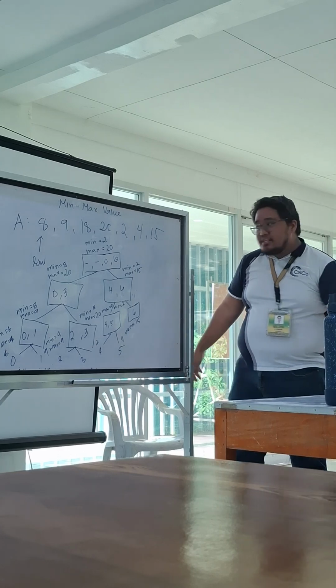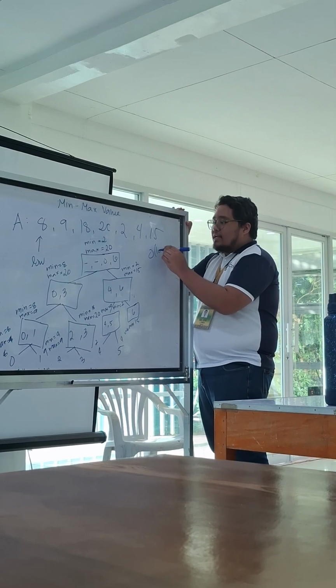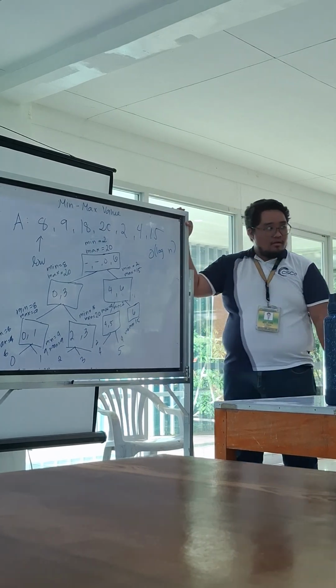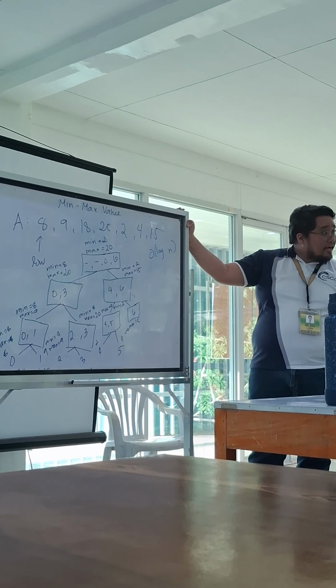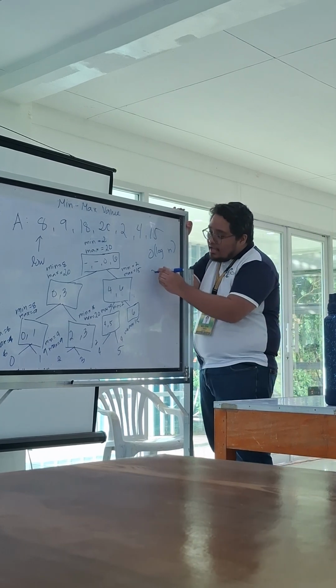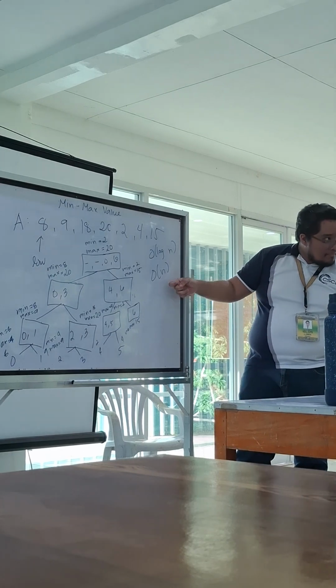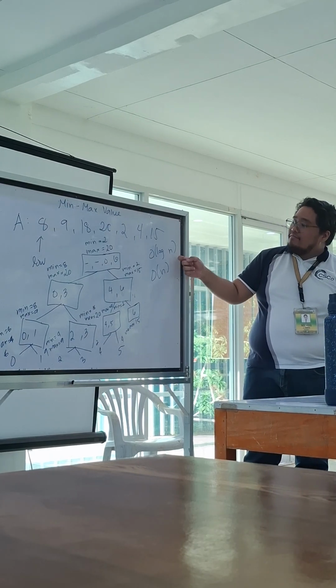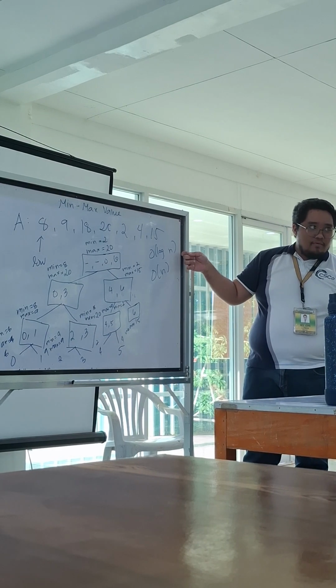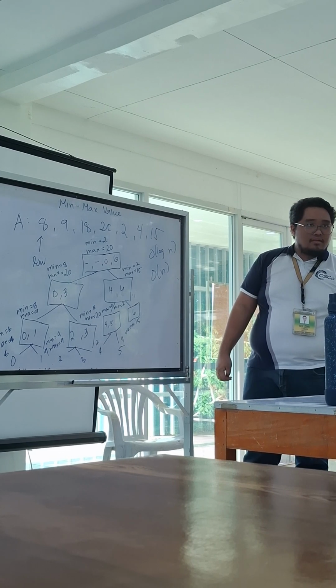So what's the runtime of this, sir? The runtime of this one is O(log n). Compare that to linear, which is O(n). If you search for the min and max, it's linear. However, for this one, you will only search log n times.